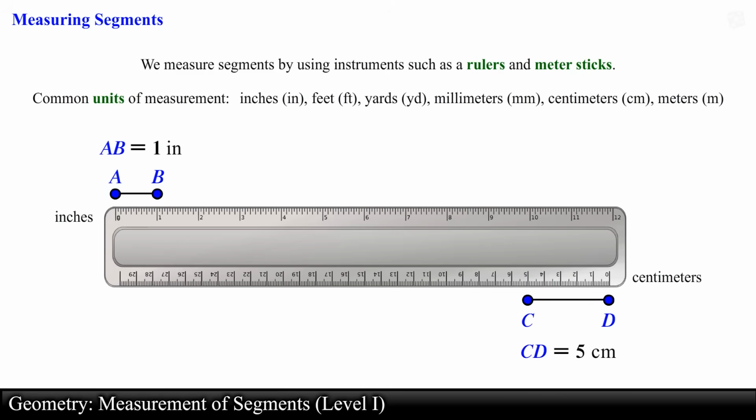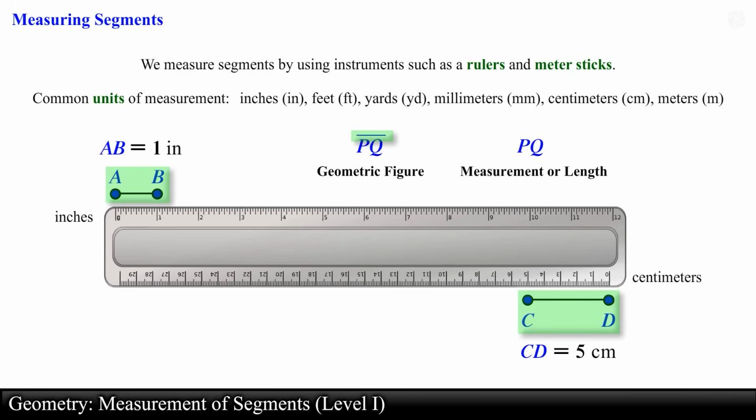Notice the distinction between denoting a line segment, a geometric figure, and denoting the measurement or length of the line segment, which represents a numerical value. If you want to identify the line segment, we draw a horizontal segment, also known as a bar, on top of the letters. If we want to denote the measurement or length of the line segment, then we only denote the endpoints, and do not draw a horizontal segment or bar on top of the letters.